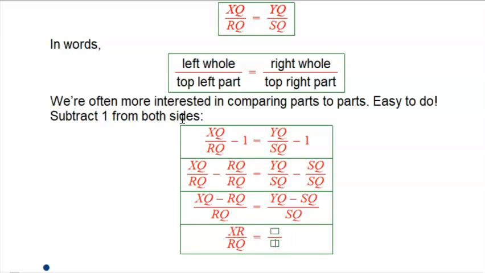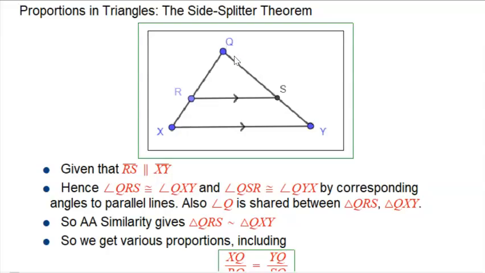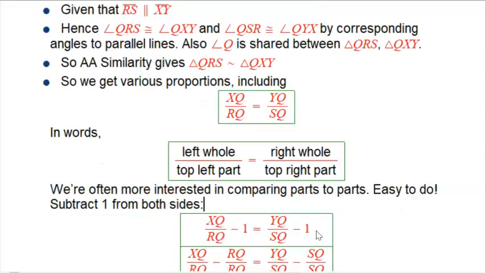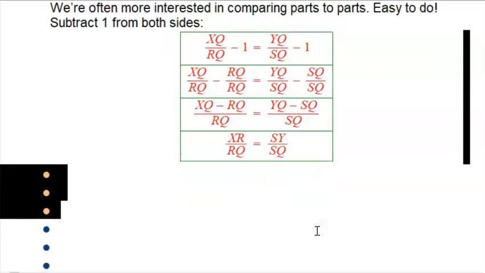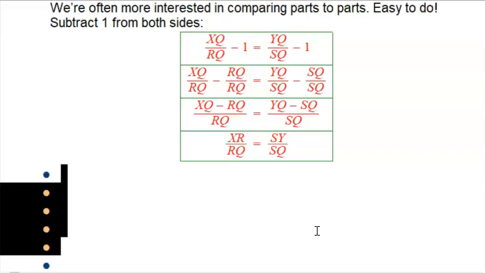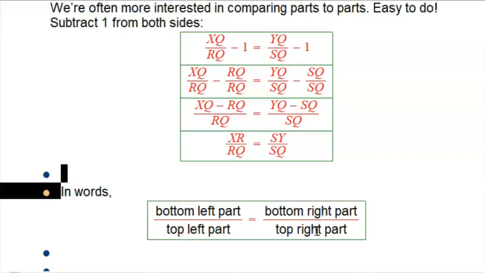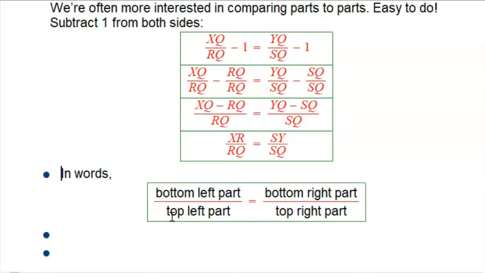And then the other one, denominator still SQ, YQ minus SQ, that's the whole minus the top part. Hey, that's a good way to extract out the bottom part, that's SY. Oops, that's a Y, there we go. Or in words, we already got it written out here: the bottom left part over the top left part is the same ratio as the bottom right part over the top right part.